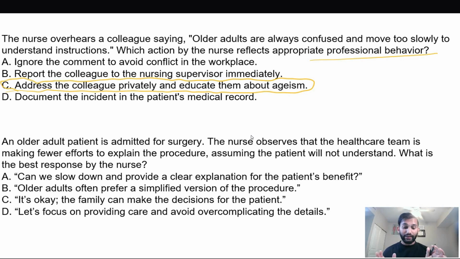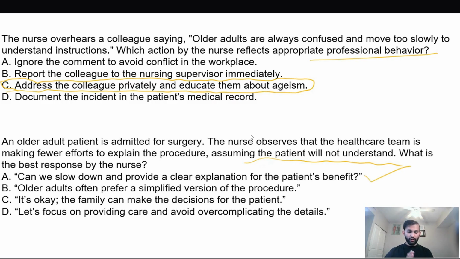So it could be as simple as this one, or you can have a question which says an elder patient is admitted for surgery. The nurse observes that the healthcare team is making less effort to explain the procedure, assuming that the patient will not understand. What is the best response by the nurse? So what the healthcare team over here is doing is they are not giving their best to explain the procedure because of the age. So we can see that there's a reflection of ageism. So in this case, what will be the best response as a nurse? We'll say, can you please slow down and provide a clear explanation for the patient's benefit?